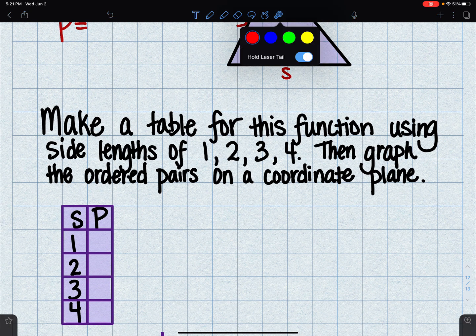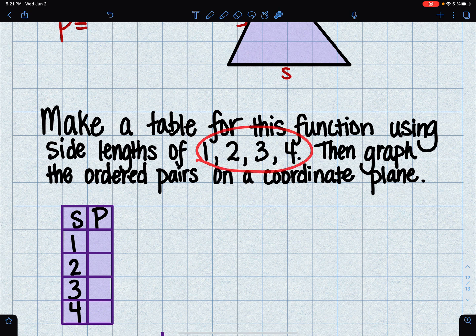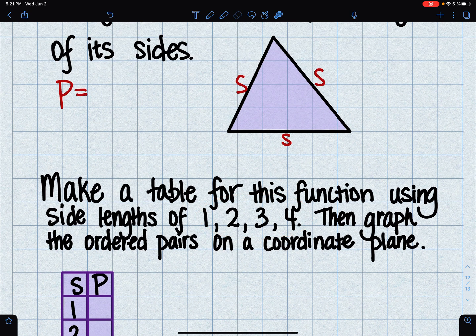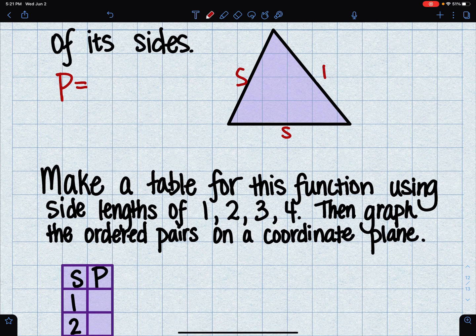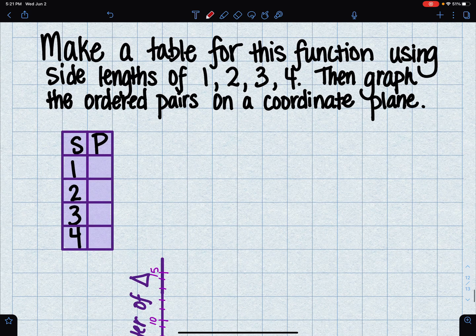It says, make a table for this function using side lengths of 1, 2, 3, and 4. So we have to make a table, and these are our side lengths. It's as if this is 1, and then we're going to put in the number 2, the number 3, the number 4. So first is make a table. I already started making one right here, and then they want us to graph it.